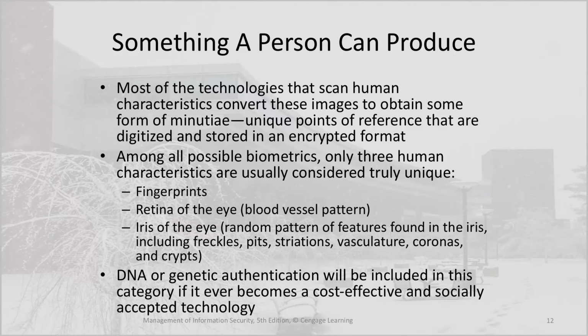Among all possible biometrics, only 3 human characteristics are usually considered truly unique: fingerprints, retina of the eye, and iris of the eye. DNA or genetic authentication will be included in this category if it ever becomes a cost-effective and socially accepted technology.